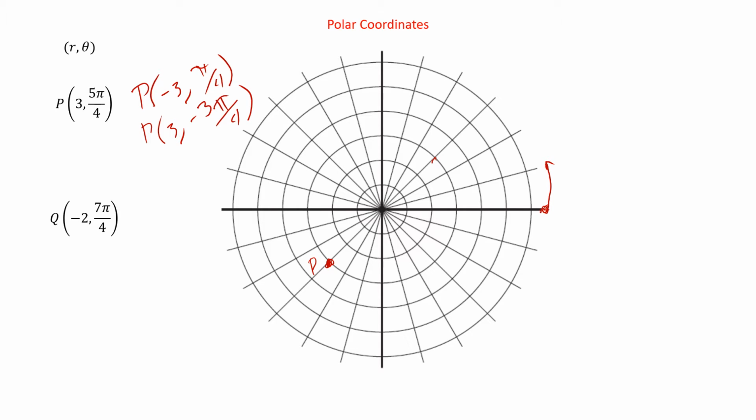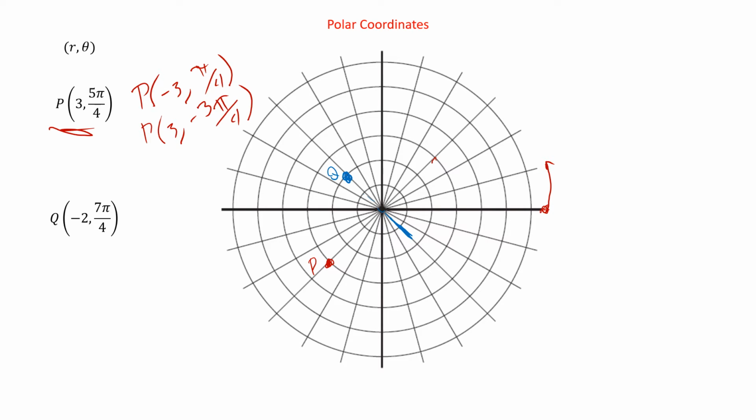Couple more points. We have negative 2 comma 7 pi over 4. So 7 pi over 4 is this guy. We want negative 2, so we're going to go 2 in the opposite direction. 1, 2. This would be Q.